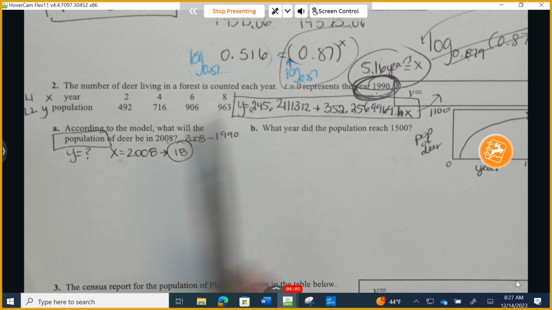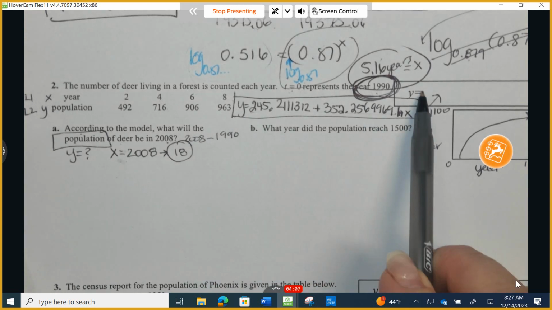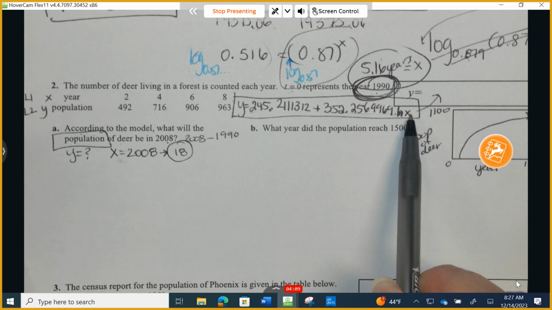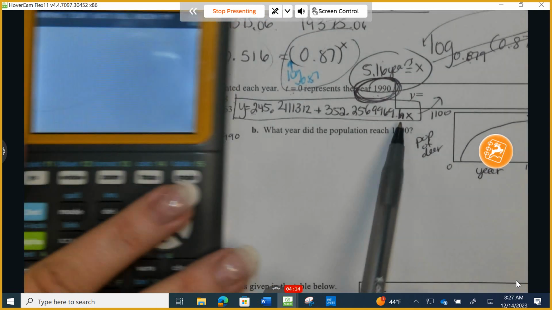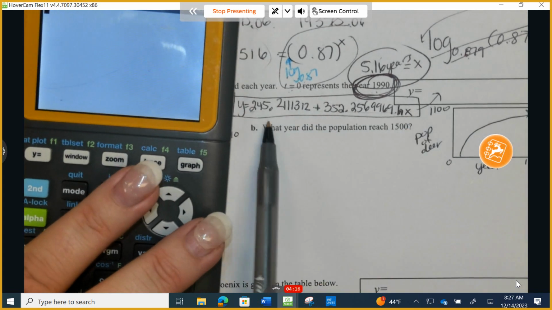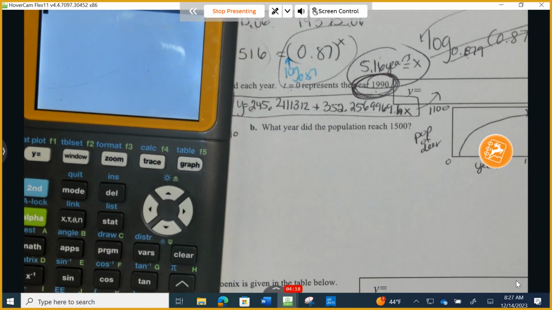So how do I calculate this? I literally take this equation and I'm just going to substitute an 18 in for X. Let's do that together. So I'm going to start by doing this by typing, I think I can do the whole thing. Let's try it.